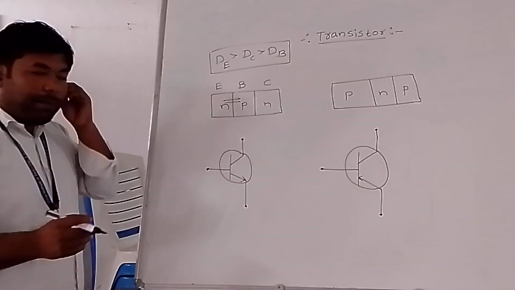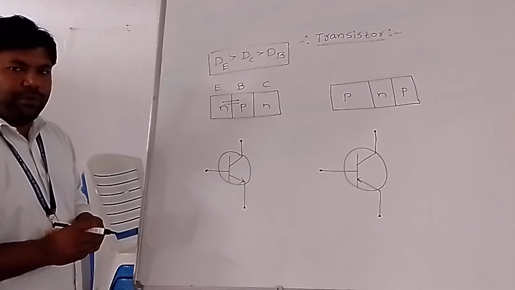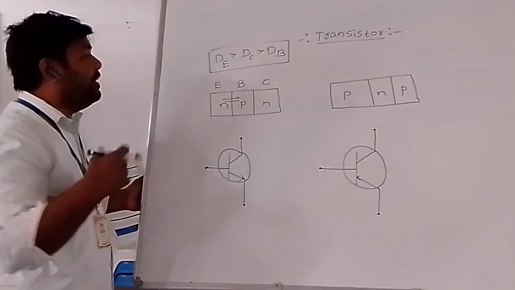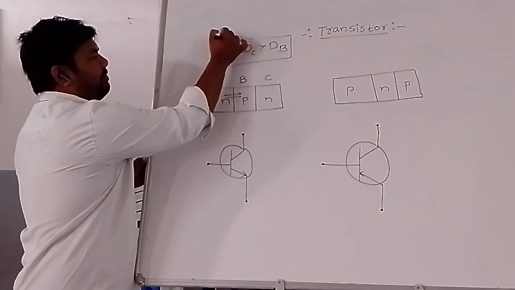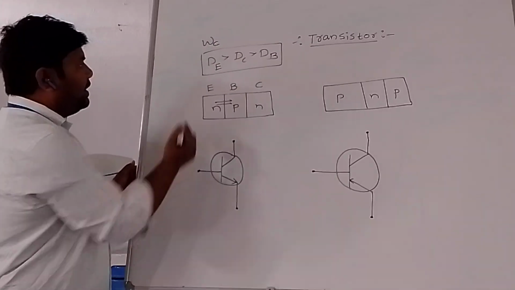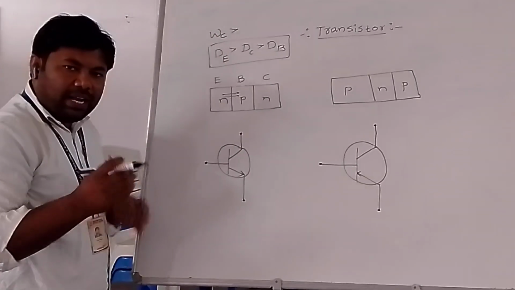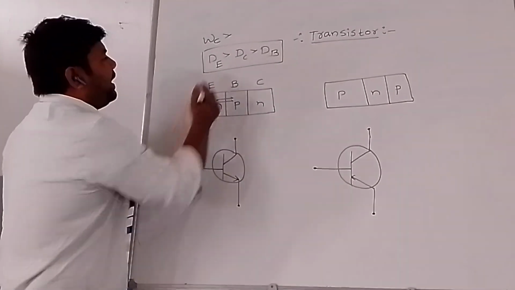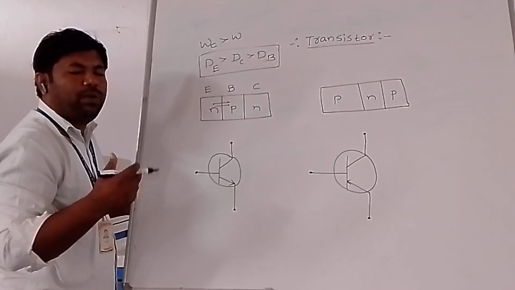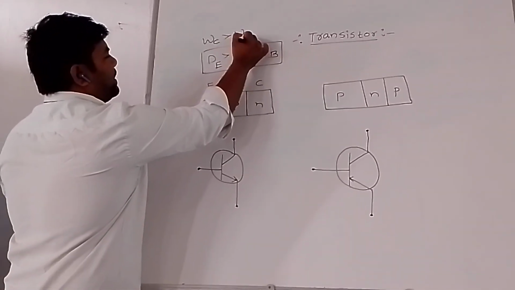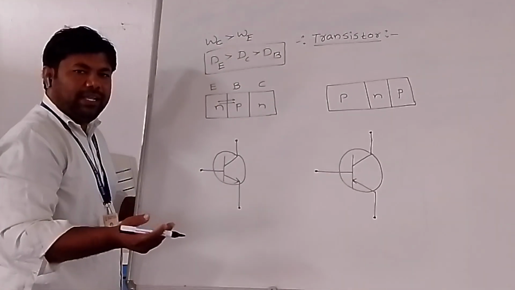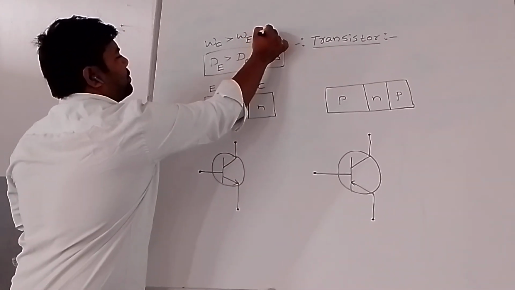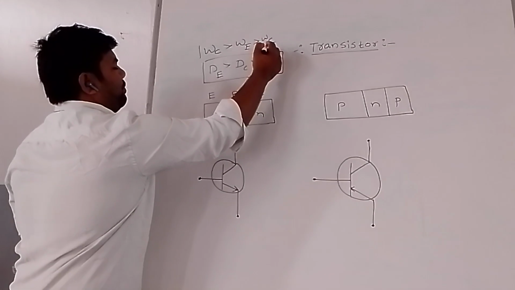Next, coming to the width point of view. The width of the collector terminal is very high. Then compared to the collector, the second one is the emitter. That means moderate width, that one is the emitter. Next, light width, what is that? The base terminal. So this is the width point of view.